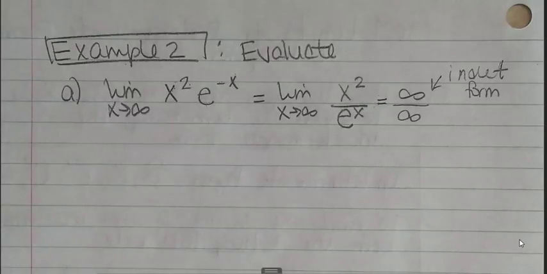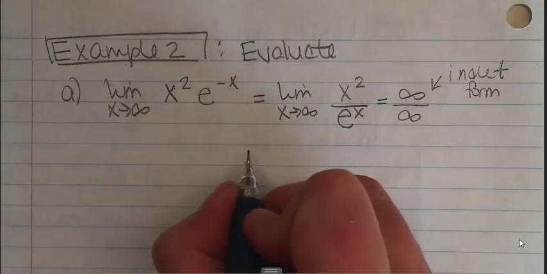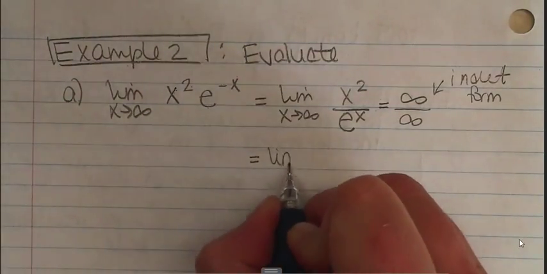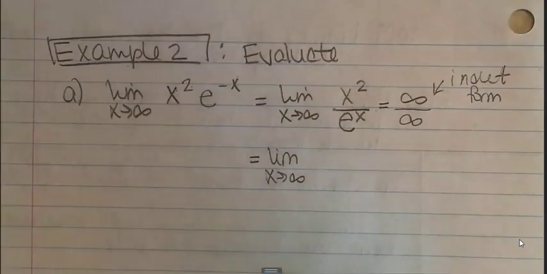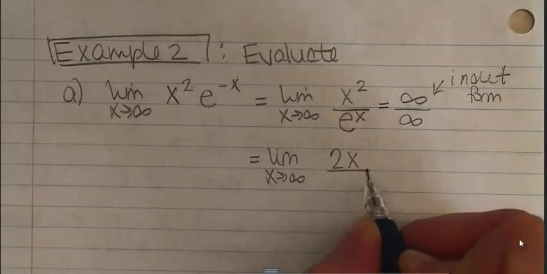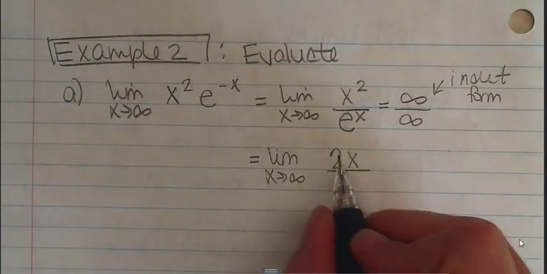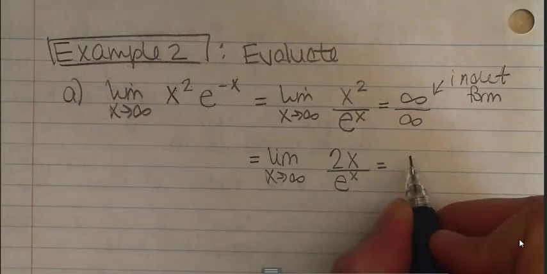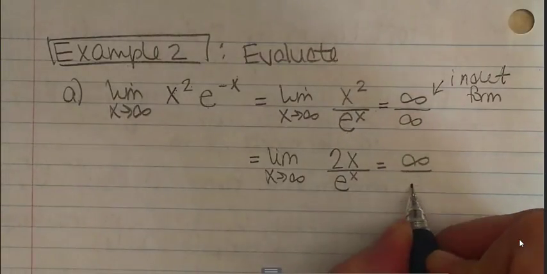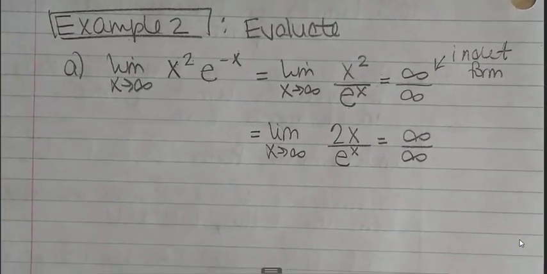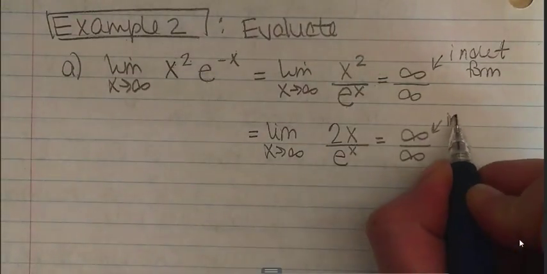So I'm going to use L'Hopital's rule. All right, so I'm going to continue on the limit as x continues to infinity. Let's see, this will give me 2x over, well, the derivative of e to the x is e to the x. So let's see, that's going to give me, well, once again, I got infinity over infinity. So that's not going to work. I still have an indeterminate form.